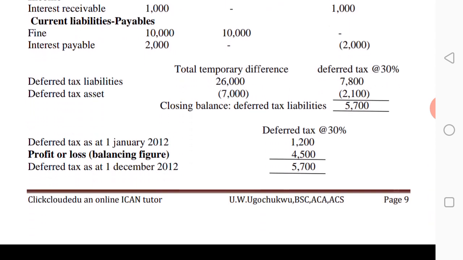So how will it affect our profit or loss? We were given the opening balance of 1,200. We have a closing balance of what? 5,700. Then the difference, which is the balance figure, is 4,500. That is what will affect our profit or loss. That means you will debit your profit or loss as deferred tax, then you credit the opening balance of the deferred tax liability, and you now have a closing balance of 5,700.